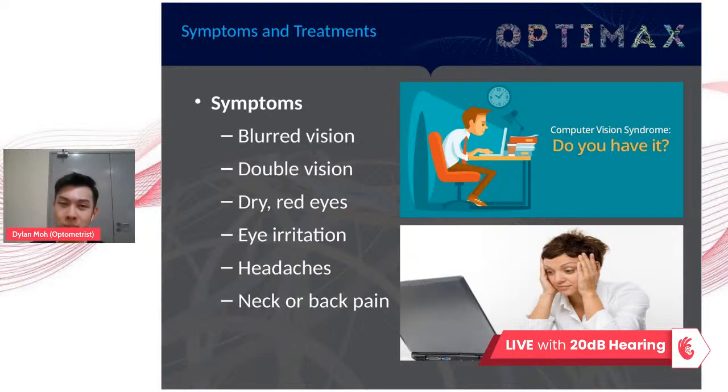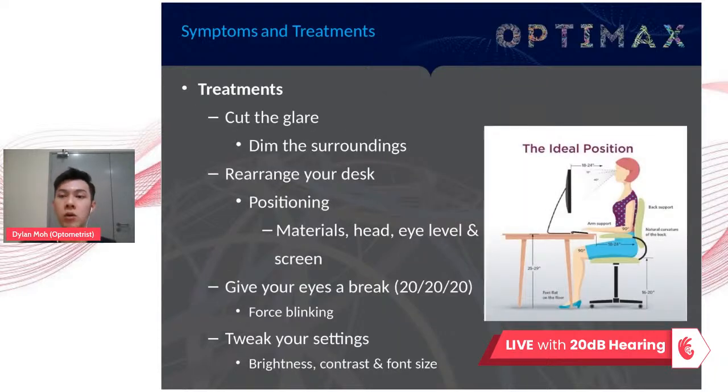But why neck and back pain is included in CVS symptoms is because of our sitting posture. Okay, this will be our ideal position for looking at the PC. Your hands need to be straight, on the same line as the table, forming a 90 degree angle, and the screen has to be around the same eye level, and the posture you sit in has to be straight.